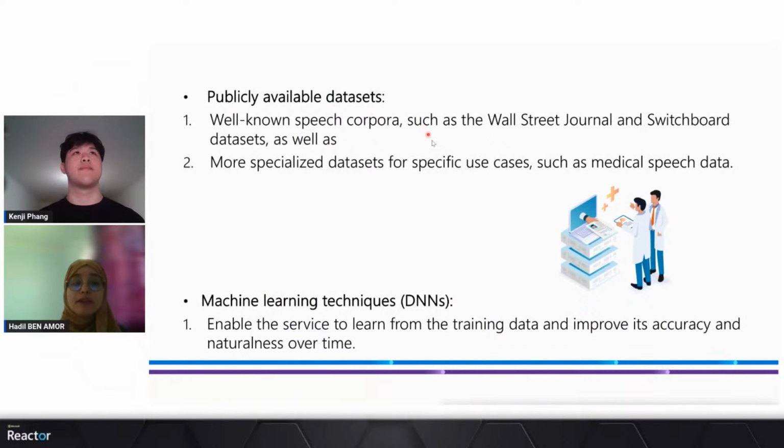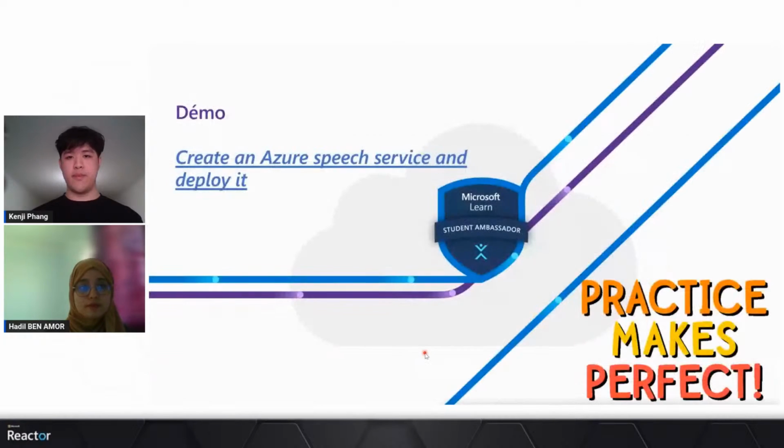Also, we have publicly available datasets. They can use well-known speech corpora like the Wall Street Journal and Switchboard datasets, and more specialized datasets for specific use cases such as medical speech data or emotional data with emotions. We can't forget machine learning techniques and deep neural networks that enable the service to learn from the training data and improve the accuracy. And we can also say that they use data augmentation for that.